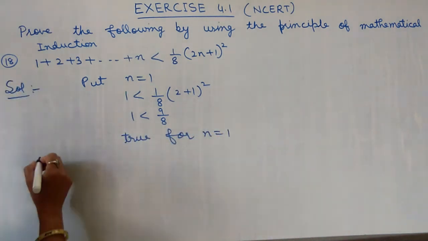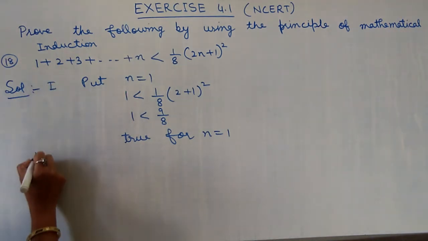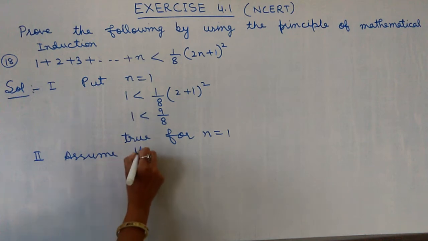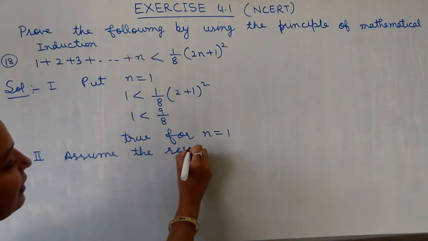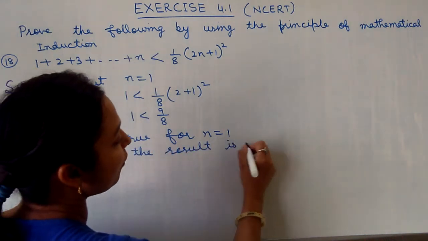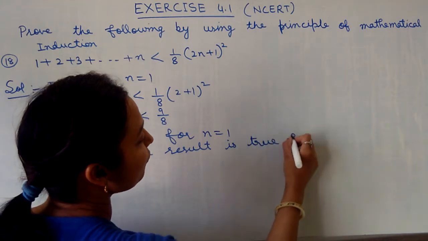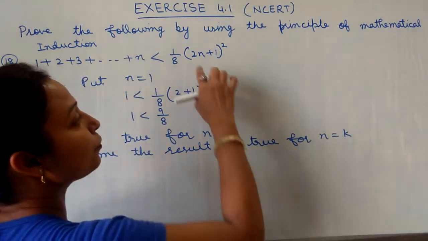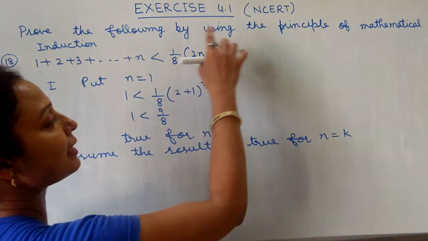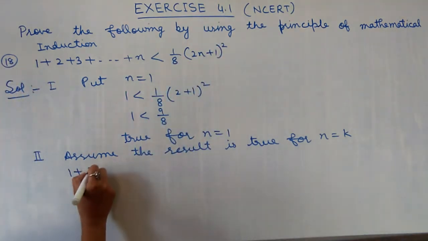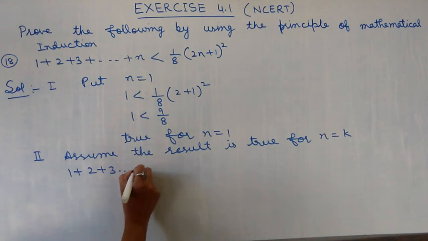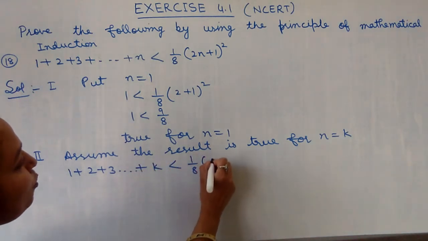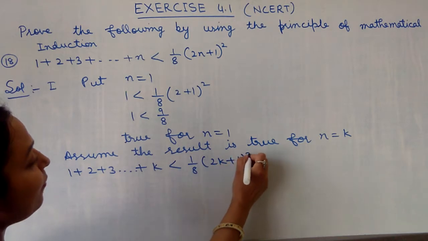Now assume the result. This is step 2: assume the result is true for n equals k. This is a very simple step. You have to just replace n by k: 1 plus 2 plus 3 and so on, plus k, is less than 1 upon 8, 2k plus 1 whole square.